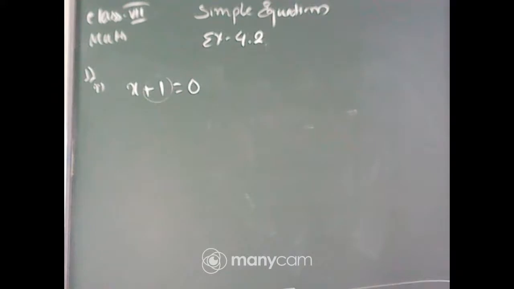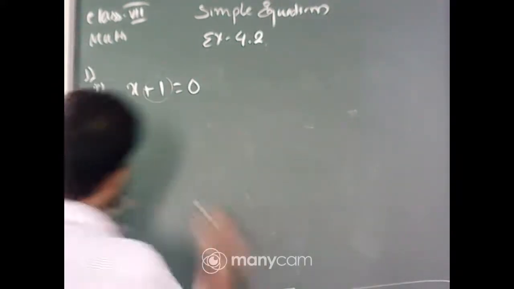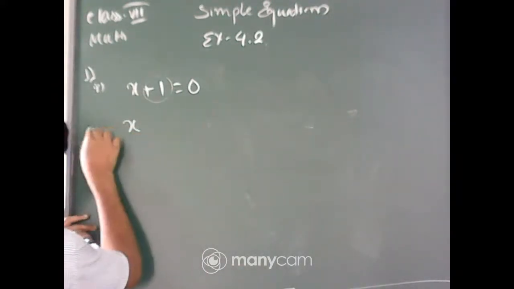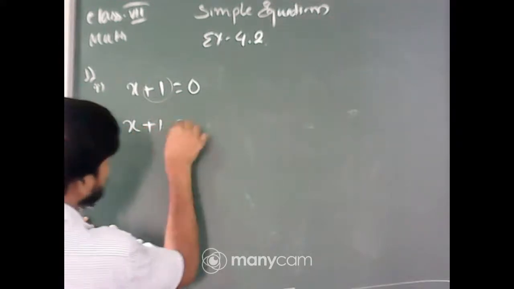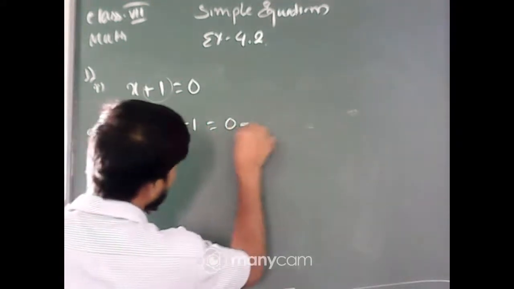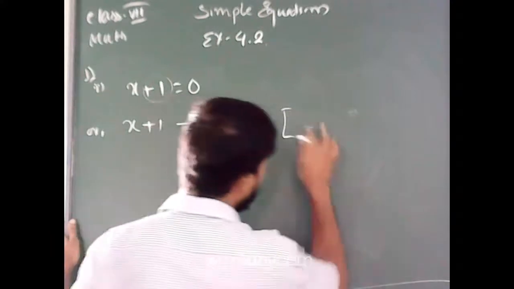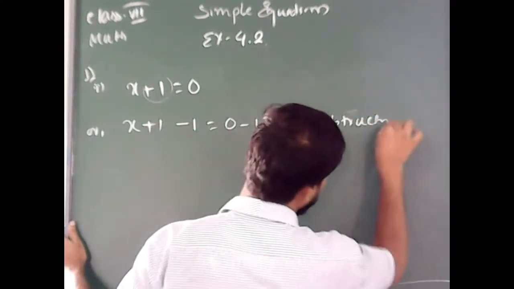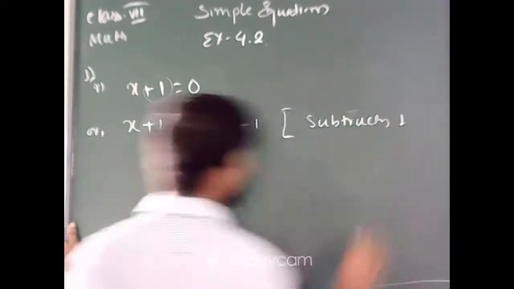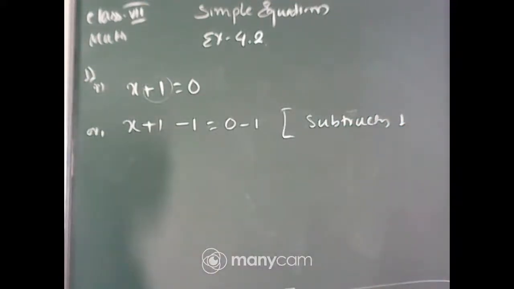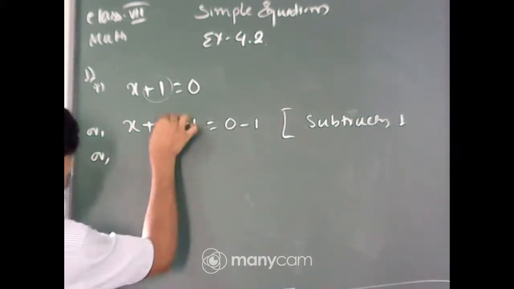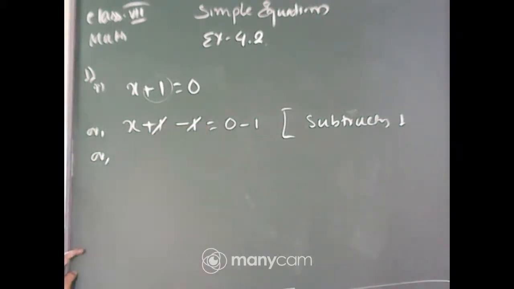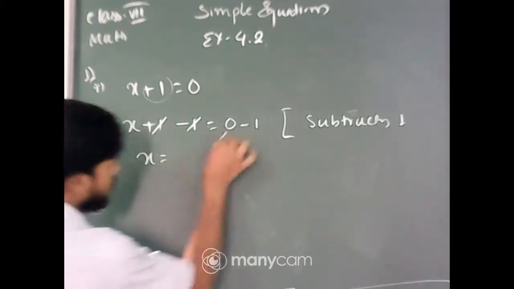Okay. So, subtracting 1 from both the sides, we have x plus 1 minus 1 is equal to 0 minus 1. Within the bracket, the first step is subtracting 1 from both the sides. Look, this plus 1 and this minus 1 will cancel each other. That means x will be 0 minus 1.